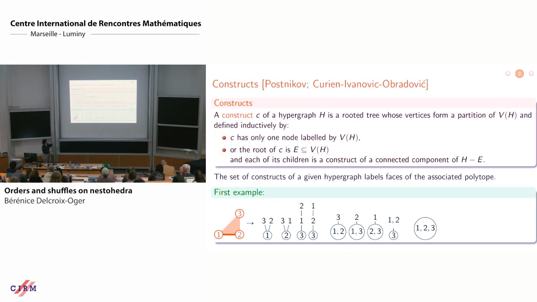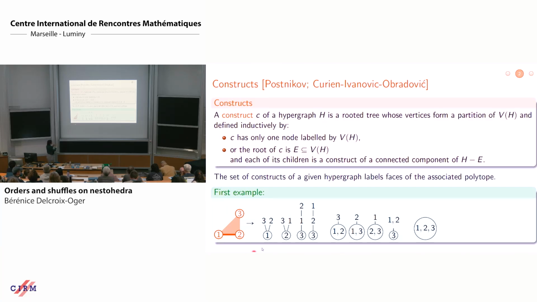So what are constructs? The constructs are just trees whose vertices are indexed by partitions of the set of vertices of the hypergraph. So a construct can be obtained by just considering a tree with one node labeled by the whole set of vertices, or it can be defined inductively by choosing a subset of vertices. This will be the root of our construct, and then for each connected component of the hypergraph obtained by removing this set, we choose a construct.